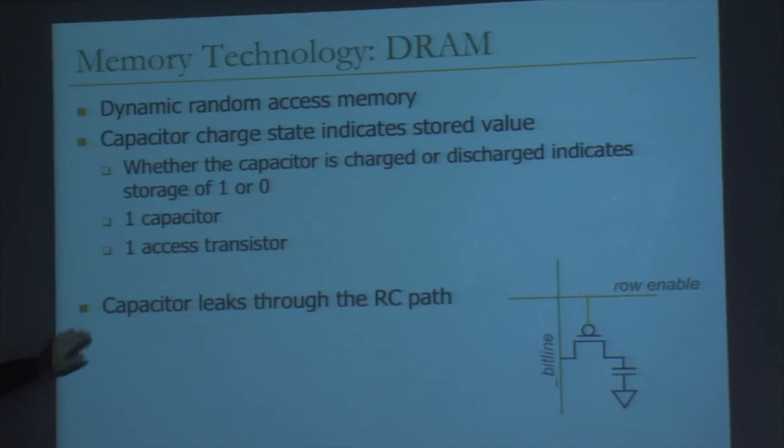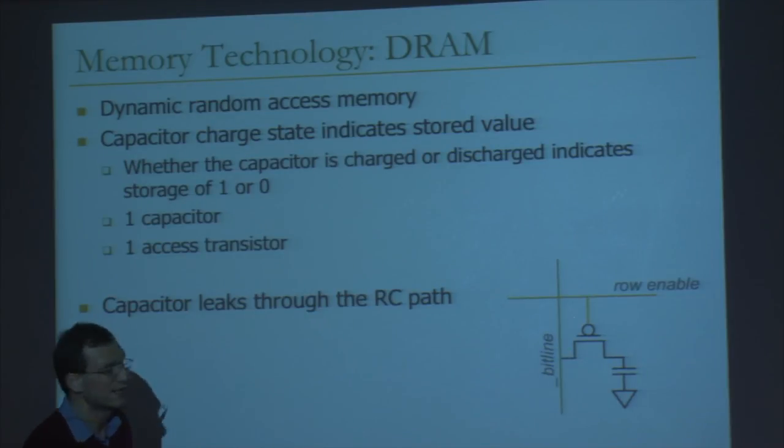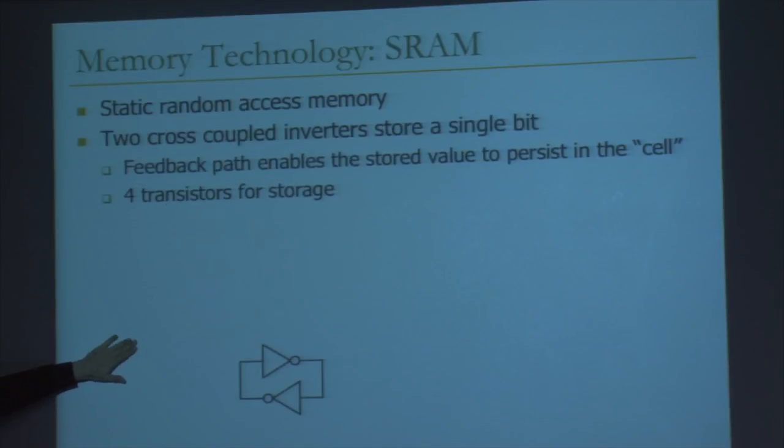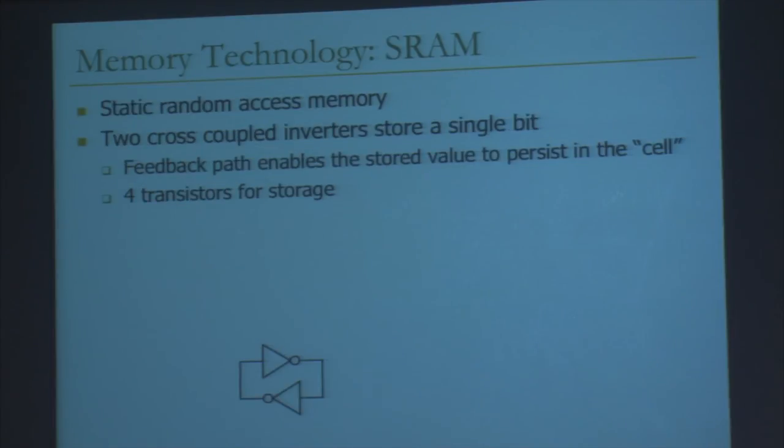So one characteristic of DRAM is the capacitor leaks through this RC path that is not perfect, right? Even when the transistor is not open over here, even when the switch is not connected, if you will, the capacitor leaks, which means that the DRAM cell loses charge over time and it needs to be refreshed. And we've talked about this at the first lecture. And we've talked about how to actually try to fix this problem. We're going to come back to that later on.